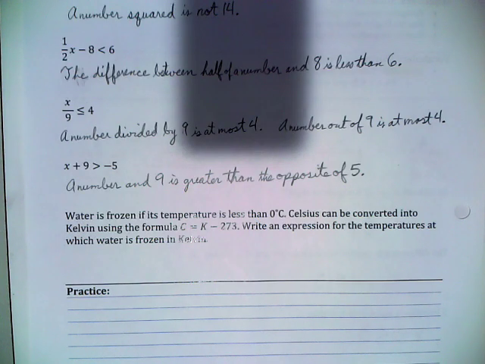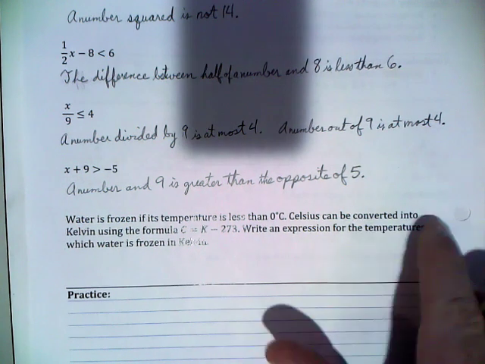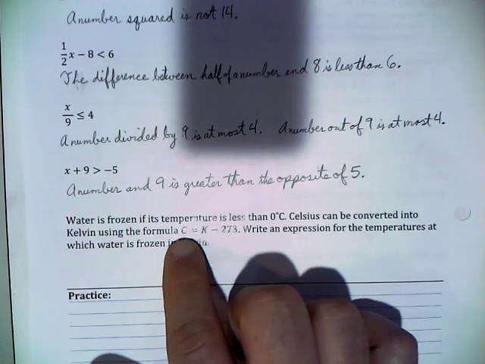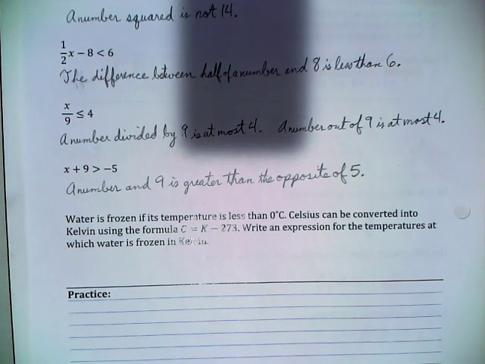Which brings us to our last example. So water is frozen if its temperature is less than 0 degrees Celsius. Actually, once you hit 0 degrees Celsius, it works on changing from liquid to a solid. So at 0 degrees, you could have water as a liquid, you could have water as ice. But it starts that transition. So once we get below, it should definitely be ice. Celsius can be converted into Kelvin using the formula C equals K minus 273. So write an expression for the temperatures at which water is frozen in Kelvin.